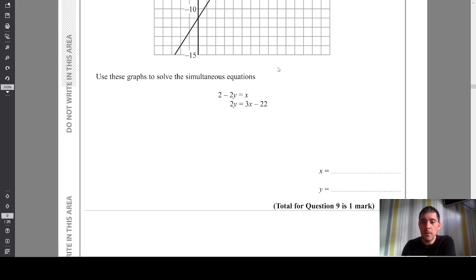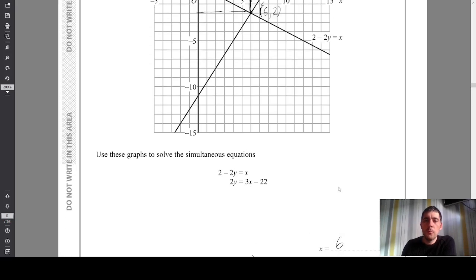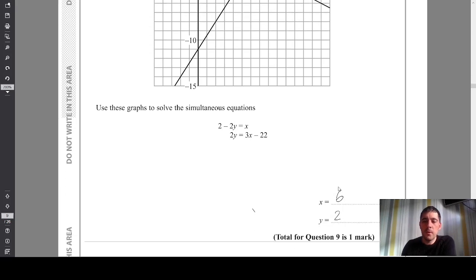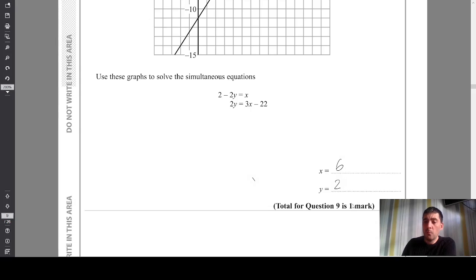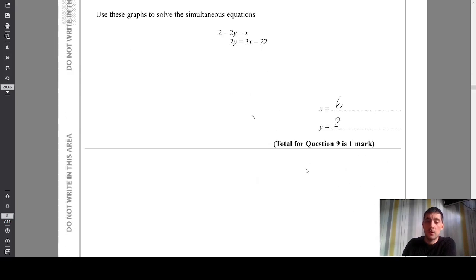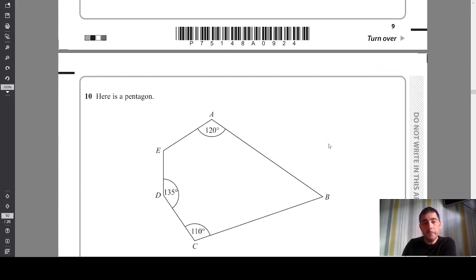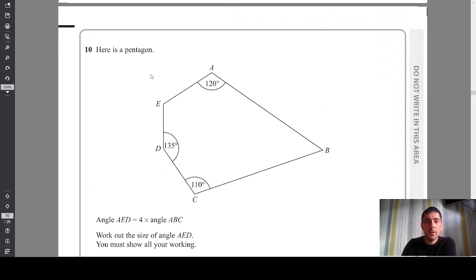So just to display the answer, you say that the solution for this simultaneous equation is when x equals 6, y equals 2. The most common misconception is swapping the values. So just make sure that you don't get confused about which coordinate is x and which is y. That's only one mark, but you should be getting this into your pocket as well. Okay.